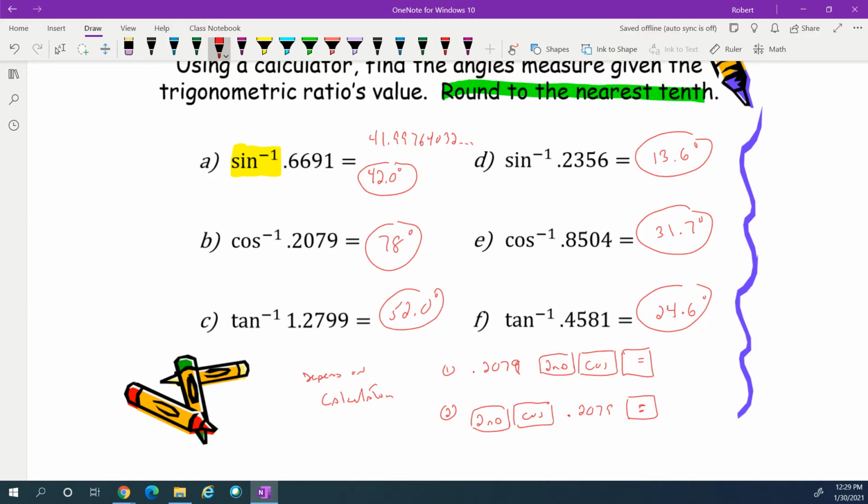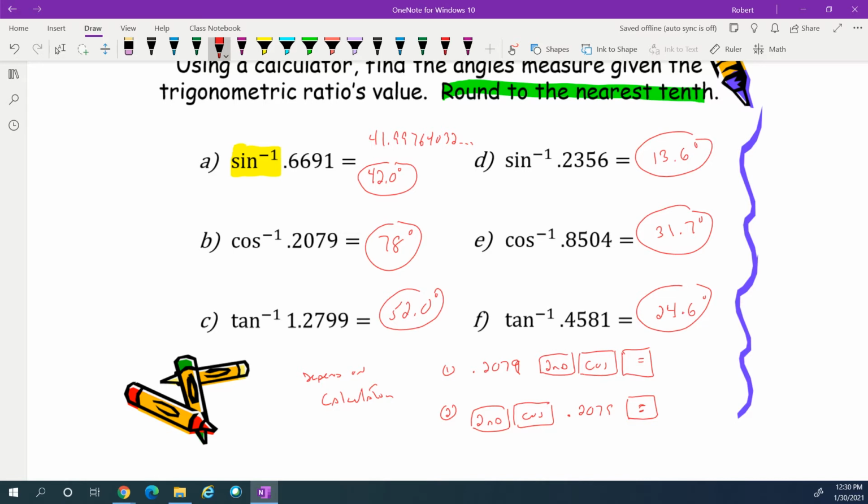Okay. Now, remember when we did trig, when we hit that sine button, we got a decimal, we went to the 10,000ths. Notice here, we're giving the calculator that decimal to the 10,000ths. So with regular sine, we gave it the angle and got the decimal. With inverse sine, we give it the decimal to get the angle. We're using it backwards. That's why we have to do the inverse.